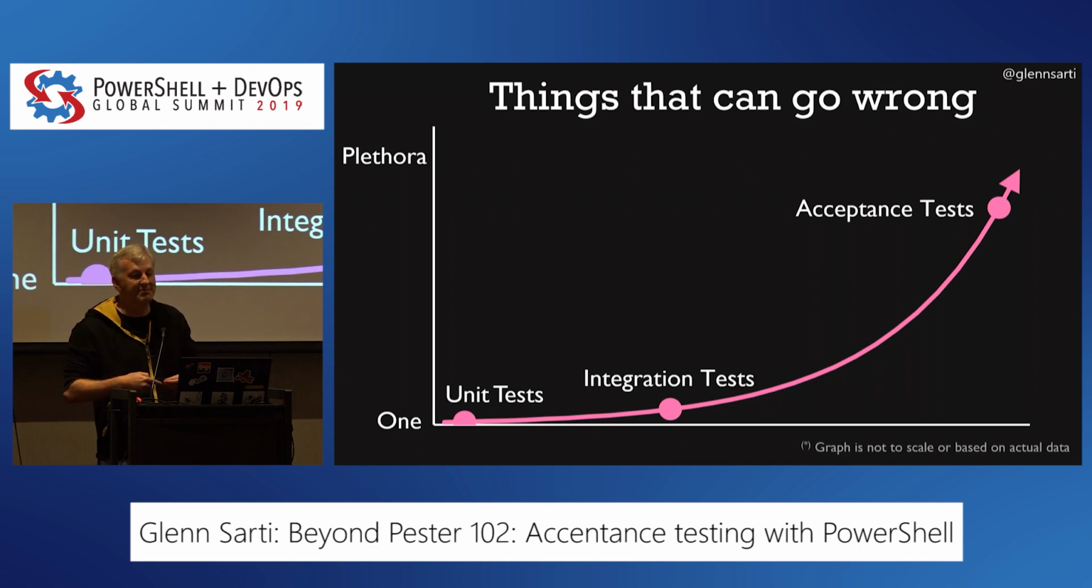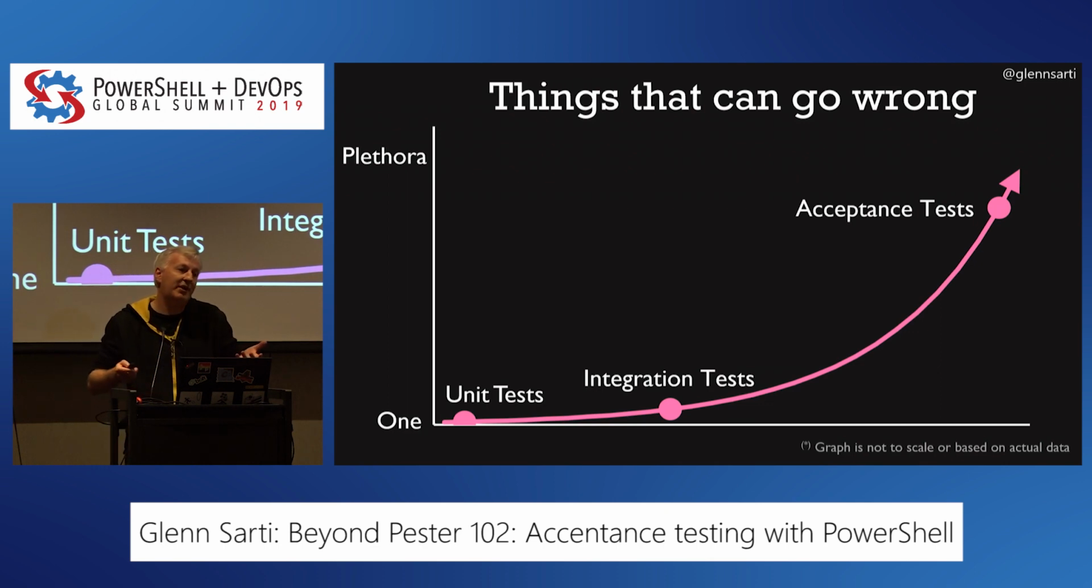Because there's more that can go wrong. In unit tests, there's usually maybe one, maybe two things that could go wrong. That's why they're called unit. Integration tests, a couple of things can go wrong, but for an acceptance test, there is a metric ton that can go wrong. And here's the kicker. The things that can go wrong may not even be in your own control. Third-party dependencies can be a real problem.